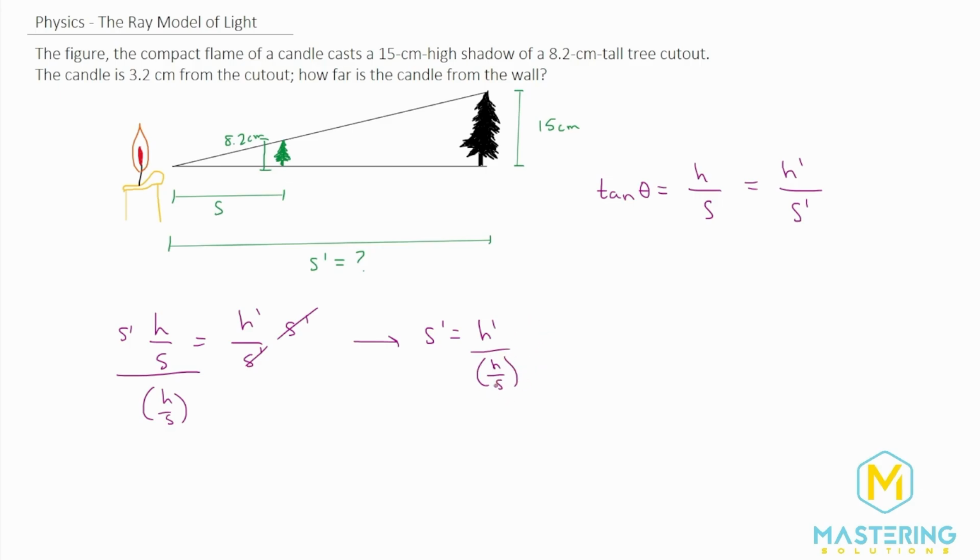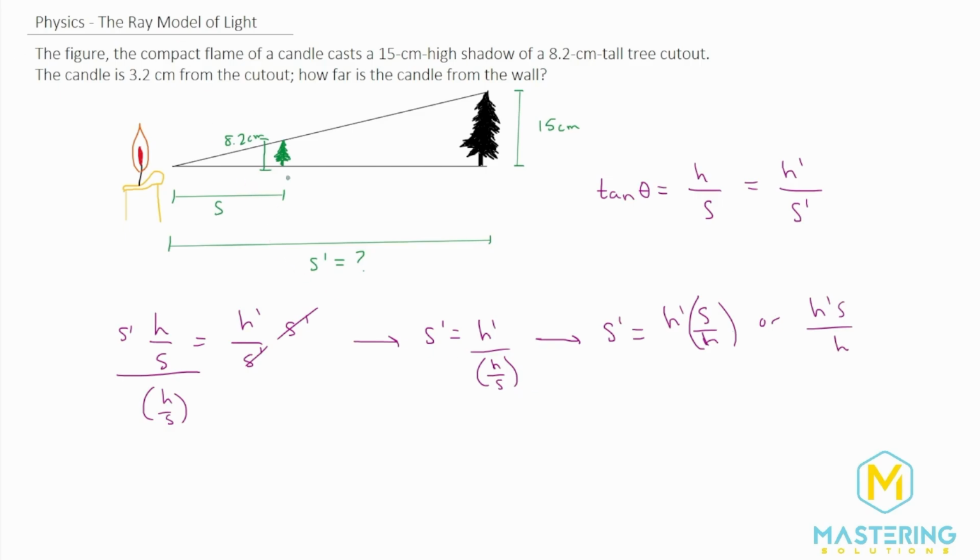Now, we know if we divide by a fraction, we can reduce this further. If you plugged in the numbers here, you would get the correct answer. But you could also write s prime as h prime times s over h, or also h prime s over h. These are all saying the same thing. So now we have all of the information here.